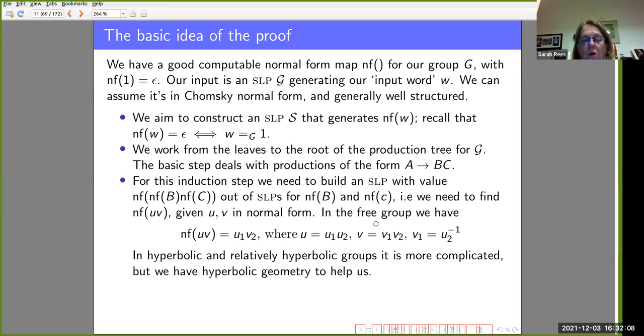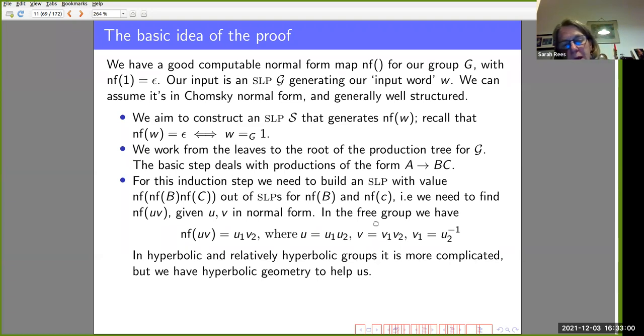So what happens in the free group? In the free group, we've got a production of the form A goes to BC. If B has value U and C has value V, then we've got to convert U to its normal form and V to its normal form. Then, in order to deal with that production and get the new straight line program for the normal form, we have to find the normal form of UV. If U is in normal form and V is in normal form, we have to find out how the normal form of UV relates to U and V.